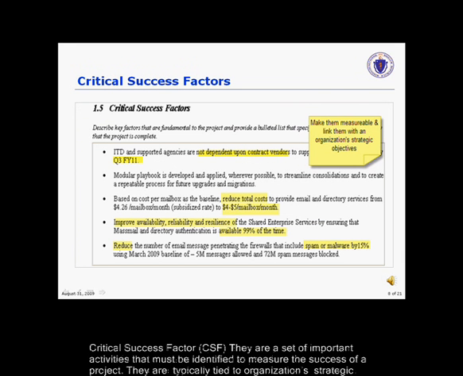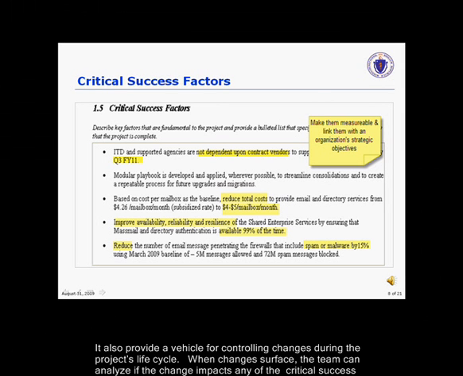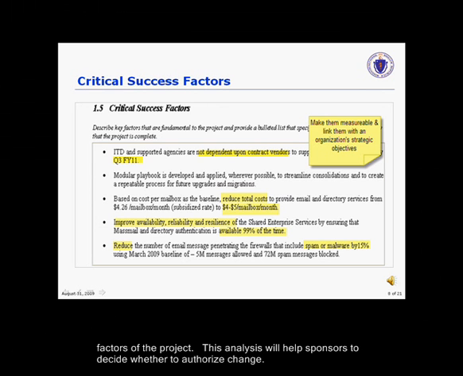Critical success factors. They are a set of important activities that must be identified to measure the success of a project. They are typically tied to the organization's strategic direction. It also provides a mechanism for controlling changes. When changes surface, the team can analyze if the change impacts any of the critical success factors. This analysis will help the sponsor decide whether to authorize the change.